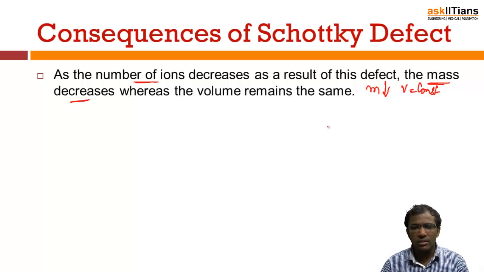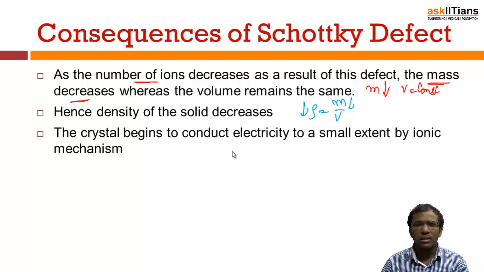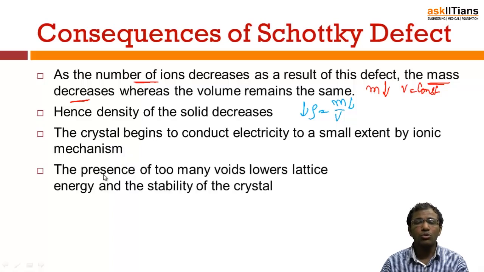As a result, the density of the crystal is going to decrease, because we know that density is equal to mass by volume. The volume is the same, but the mass is decreasing, so the density is going to decrease. So the density of the solid decreases, and the crystal begins to conduct electricity to a small extent by ionic mechanism.